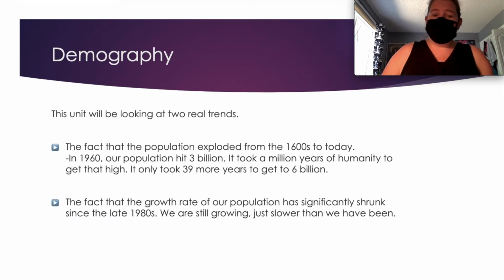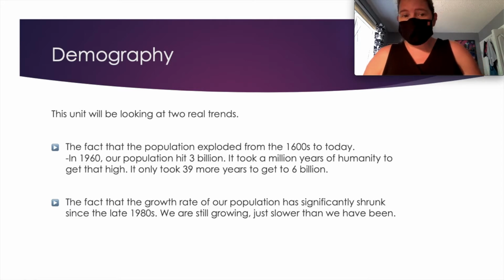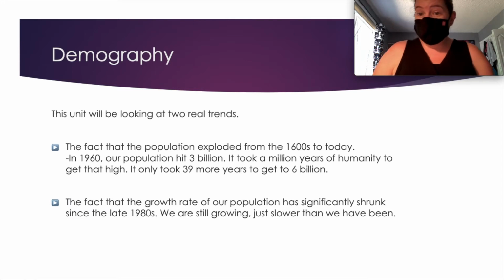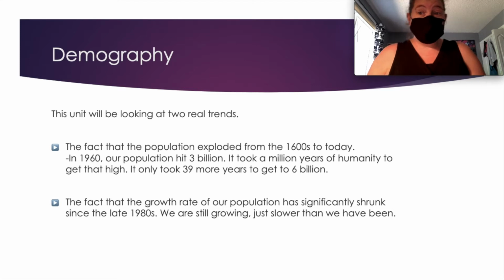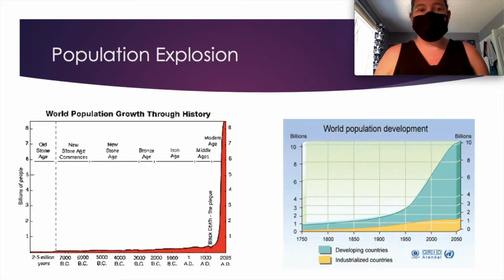In this unit, we're going to look at two very real trends. First, the population exploded from the 1600s to today. In 1960 our population hit 3 billion, and it took us 1 million years to get that high, but it only took us 39 years to get to 6 billion. Second, the growth rate of the population has significantly shrunk since the 1980s. So even though it's exploded, it's also started to decline since the 1980s. Why was there such a big explosion, and now why is there a backtrack on it?